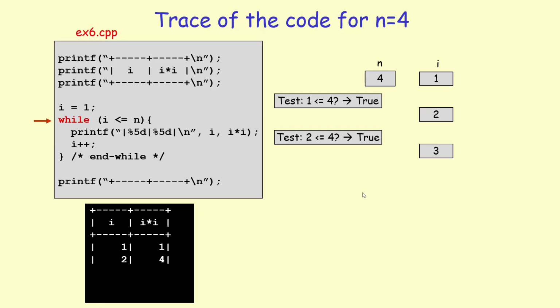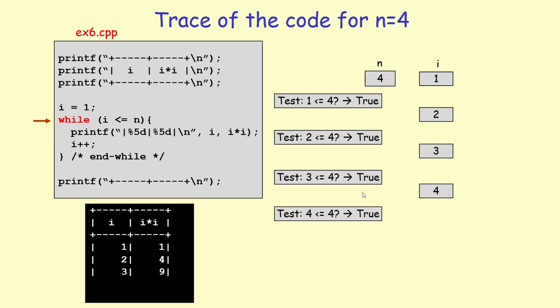Compare 3 with 4. Is 3 less than or equal to 4? Yes. We go into the body of the while loop. Again, print the next line. Because I is equal to 3, we should print 3 and 9. And that's what we do. We increment the value of I. It becomes 4. We go to the beginning of the while loop. Is 4 less than or equal to 4? Yes, it is. We go into the body of the while loop. We again print the last line, which should be 4 and 16. Increment the value of I, which becomes 5.